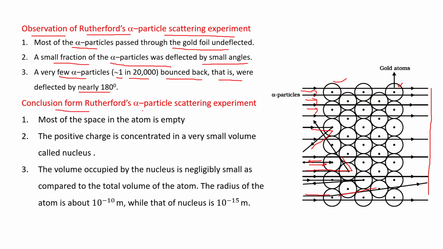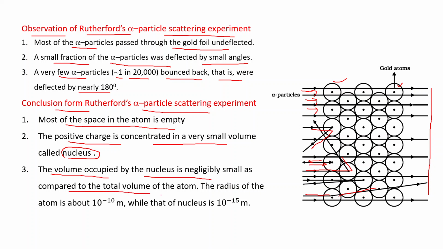Conclusion from Rutherford's alpha particle scattering experiment. Most of the space in the atom is empty. The positive charge is concentrated in a very small volume called the nucleus. Now assume if the Thomson model were correct, then all the particles should bounce back. The volume occupied by the nucleus is negligibly small compared to the total volume of the atom.